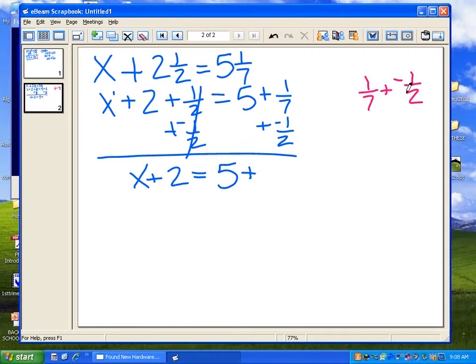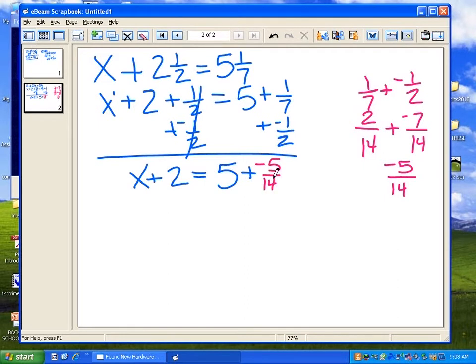So I need a common denominator. What am I going to use? 14. And 1/7 becomes how many 14ths? 2/14. Okay. And 1/2 becomes how many 14ths? 7/14. 7/14ths. Don't forget the negative. Okay, now what do I get? Together I get negative 5/14ths. And I'm going to plug that in.